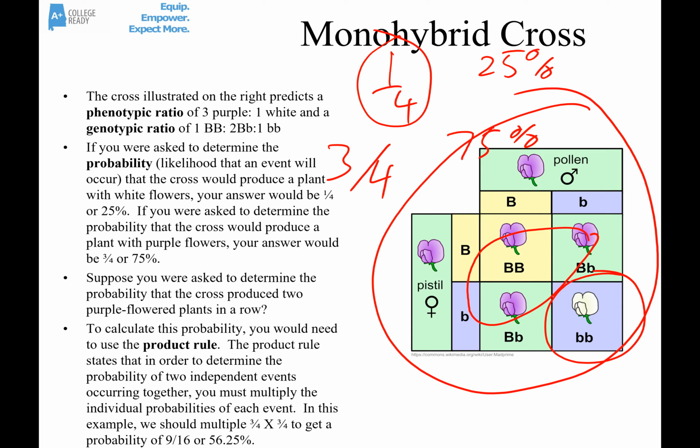If I ask what's the probability of getting a heterozygous purple flowered plant, well, that would be only this one and this one. So that would be 2 out of 4, or 1/2, 50%.